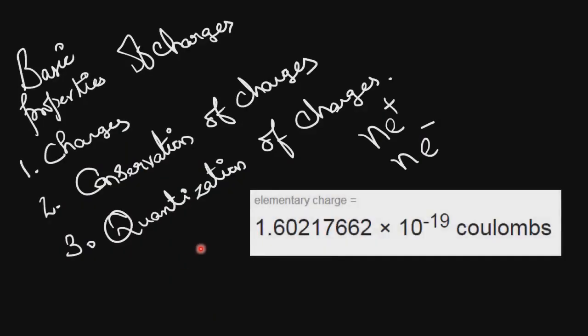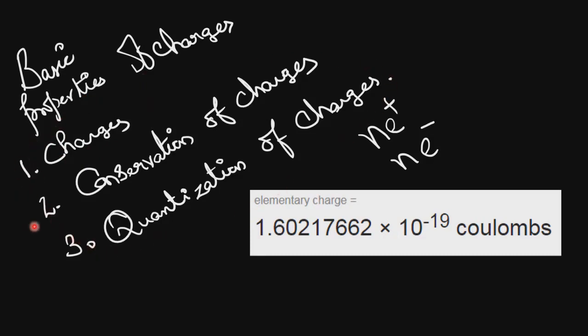Okay, next we see what the basic properties of charges are. First one is electric charge. Second one is conservation of charges. Third one is quantization of charges. These three are the basic properties of charges.